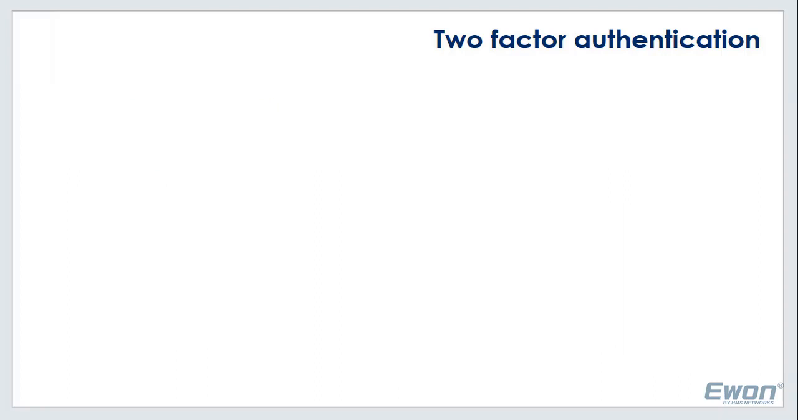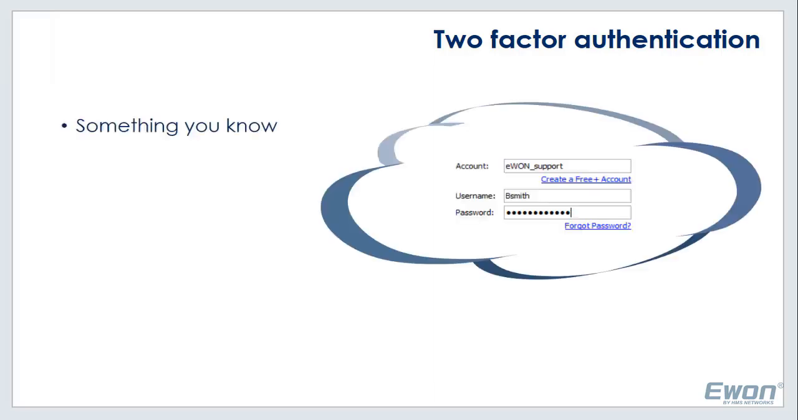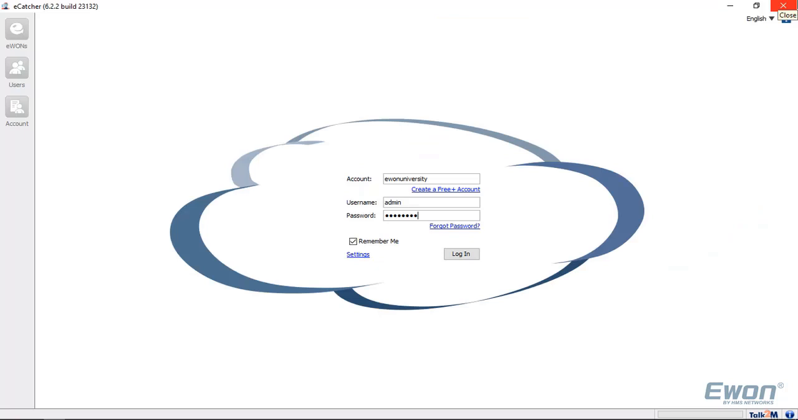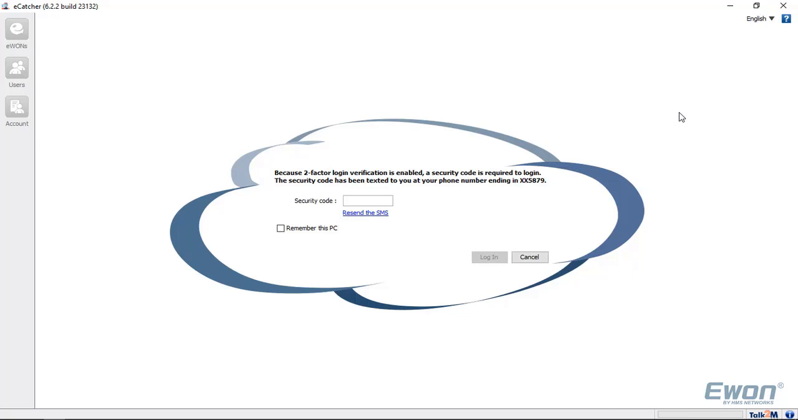For two-factor authentication on a Talk2M Free Plus account, the component you know is your Talk2M account credentials, and the component you have is your mobile phone. When two-factor authentication is enabled for a user on a Talk2M Free Plus account, then after the user enters his Talk2M login credentials into eCatcher or M2Web, Talk2M will send an SMS message with a one-time code to the mobile number stored for this user. The user will then need to enter that code to access the account.